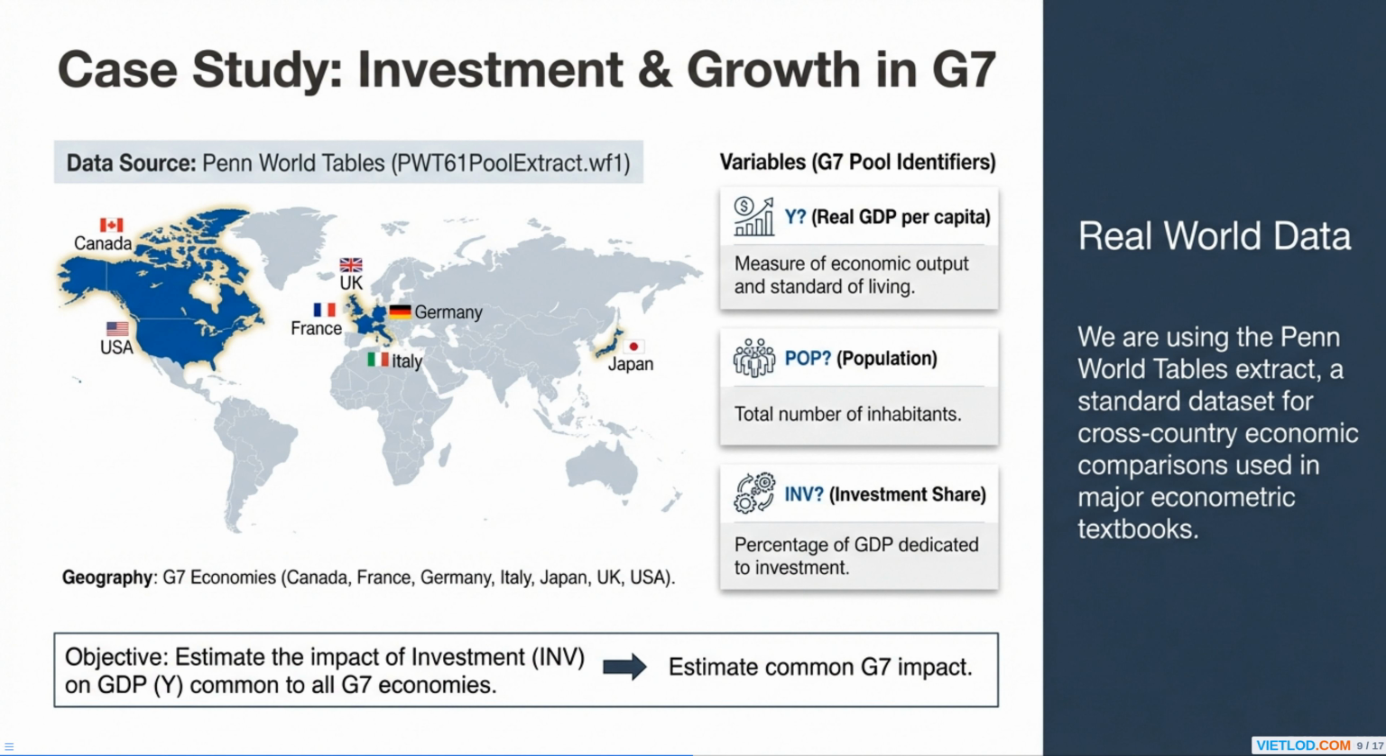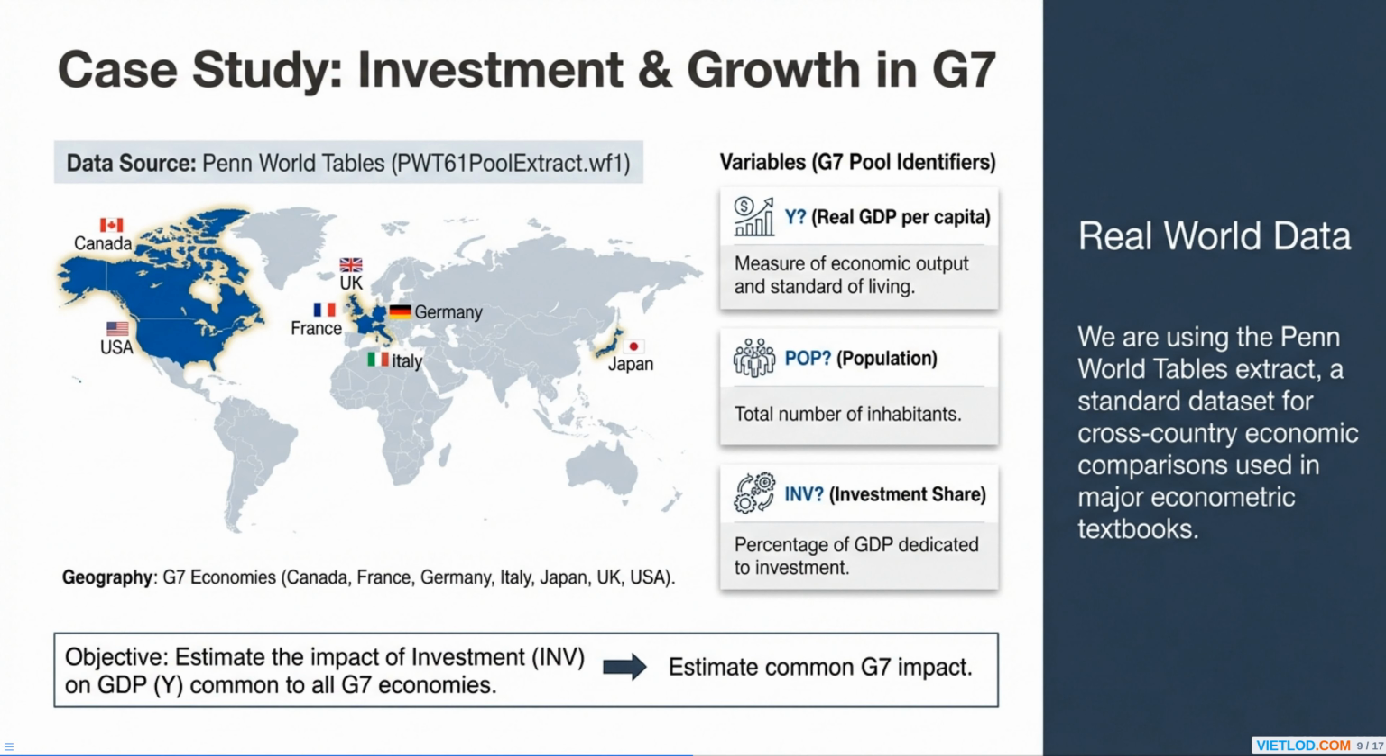For our case study, we'll use a classic dataset, the Penn World Tables, specifically an extract focusing on the G7 economies. Our key variables, using the wildcard notation, are Y? for real GDP per capita, POP? for population, and INV? for the investment share of GDP.